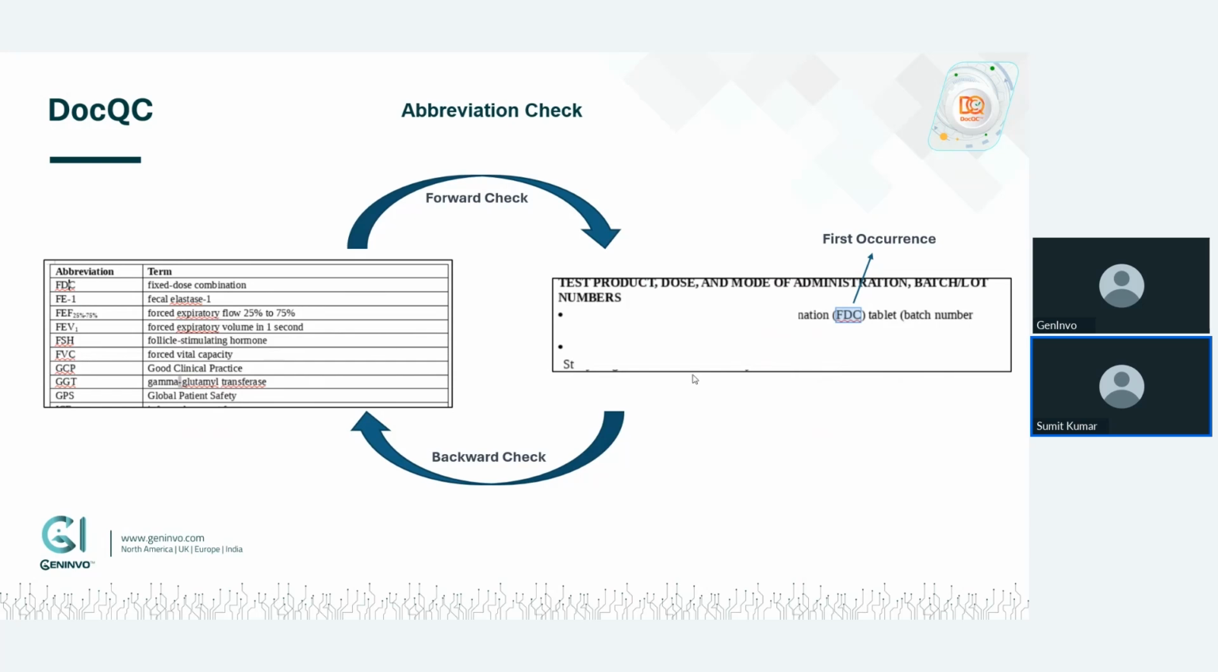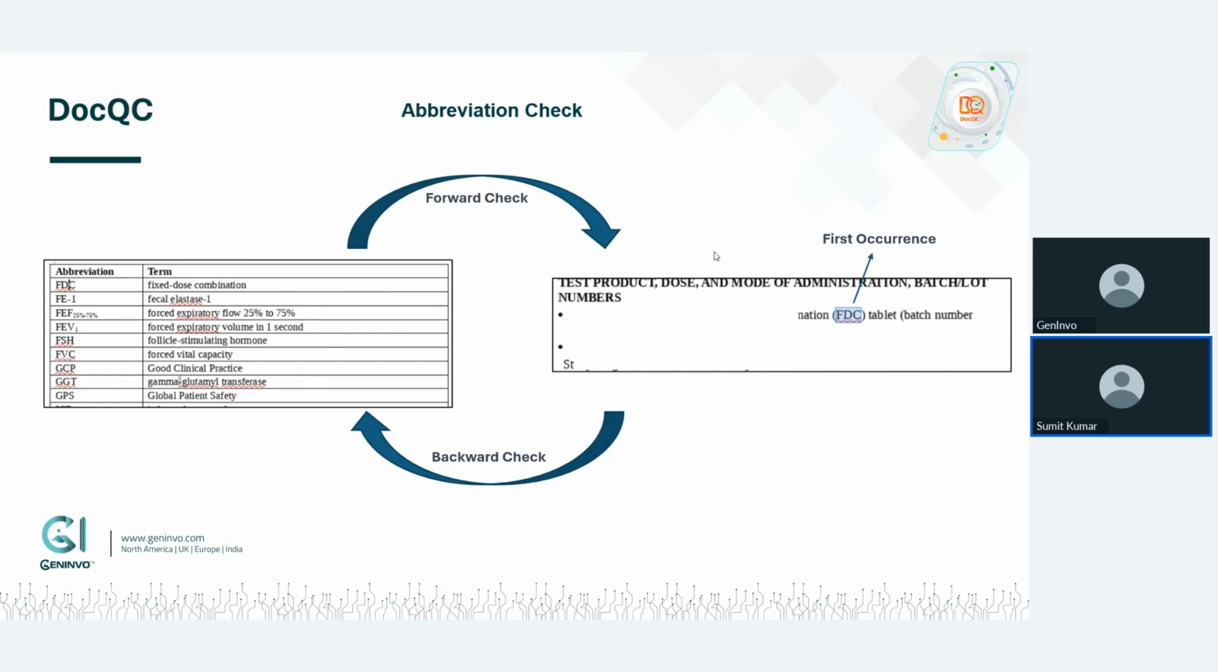And the third part is the first occurrence. For all the abbreviations which are part of the list, the tool will help you identify in the document when each appears for the first time. So this is how the abbreviation check is working. This is based on the AI algorithm the team has developed, and it is identifying all the abbreviations present in the document itself.